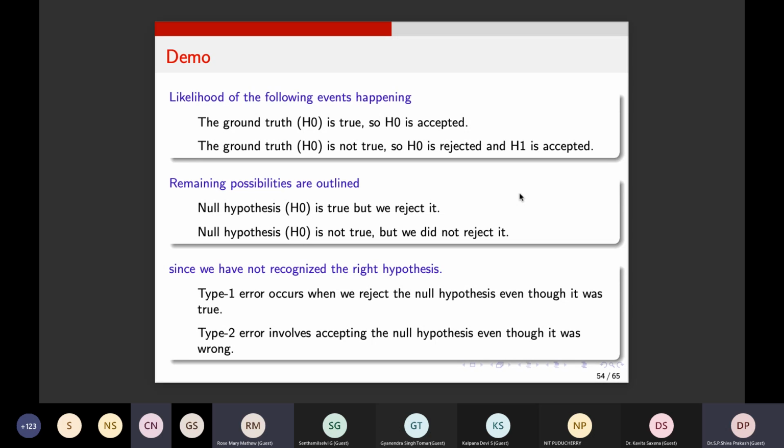So since we have not recognized the right hypothesis, we may fall into a type 1 error or a type 2 error. A type 1 error occurs when we reject the null hypothesis even though it was true. Whereas a type 2 error is accepting the null hypothesis even though it was wrong. Okay, right?